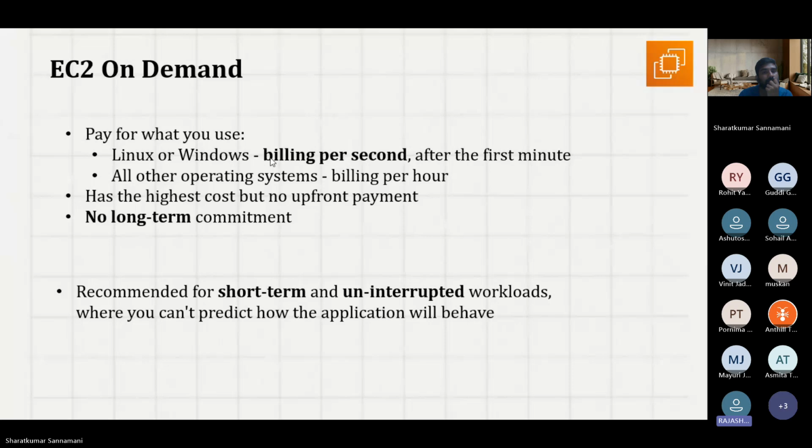is more. Compared to other pricing models, on-demand pricing is more. For example, if you are paying $50 per month for reserved instances, when you use on-demand it will be more, like more than $100, something like that. So that is what on-demand instance is. Sharath, you can go for next.